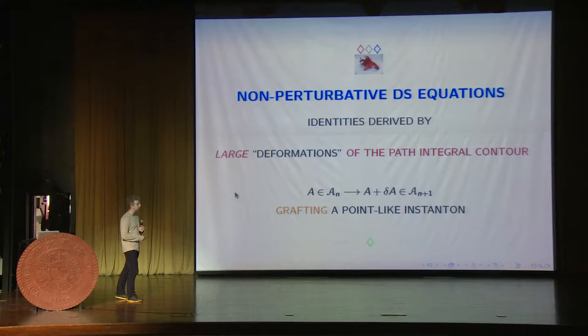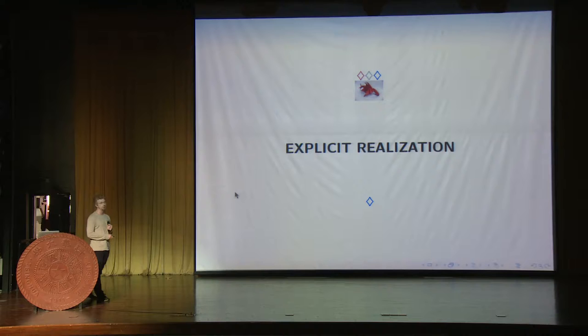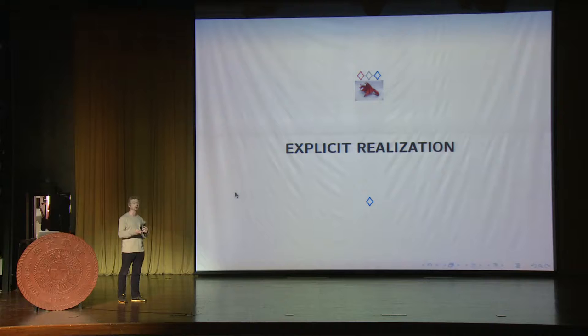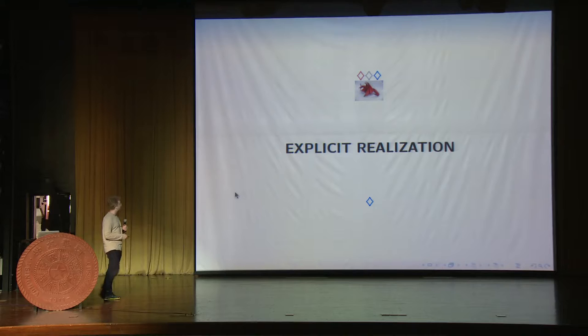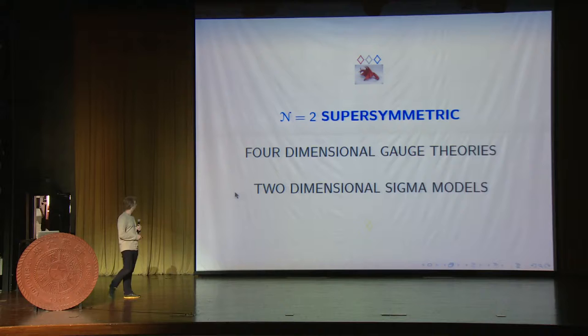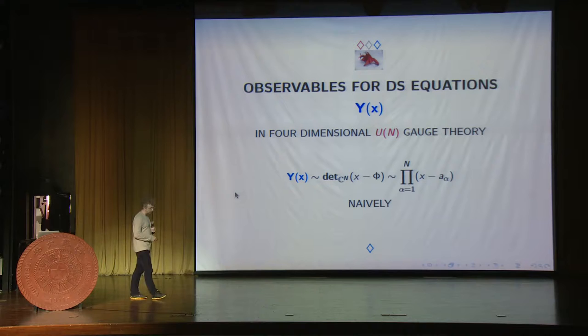So this sounds vague and almost impossible because, after all, changing the topology is not a small thing. So why would the path integral measure be comparable in different instanton sectors? Nevertheless, experience shows that it is possible to compare, and the explicit realization of this idea was found in the context of N=2 supersymmetric four-dimensional gauge theories and two-dimensional sigma models, and also in higher dimensions with the same amount of supersymmetry.